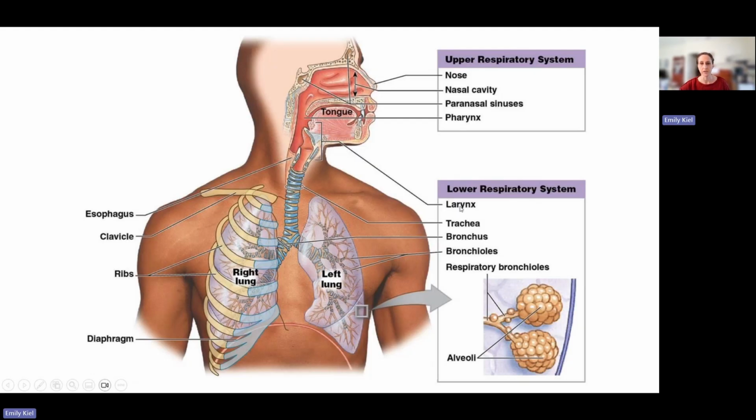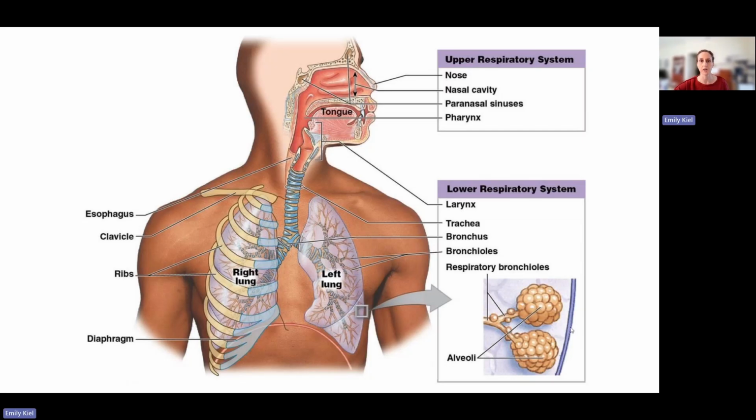We have our larynx, where we're going to... nope, we cannot do that. Okay, we'll try again.